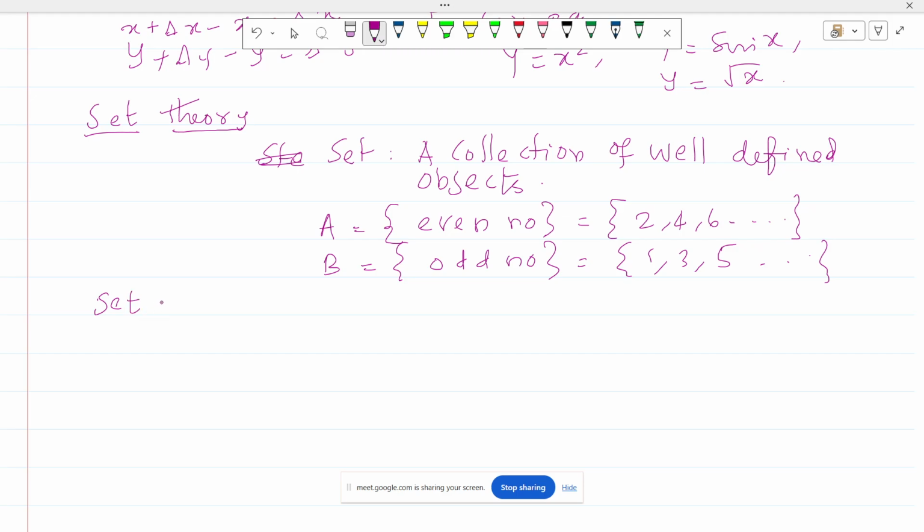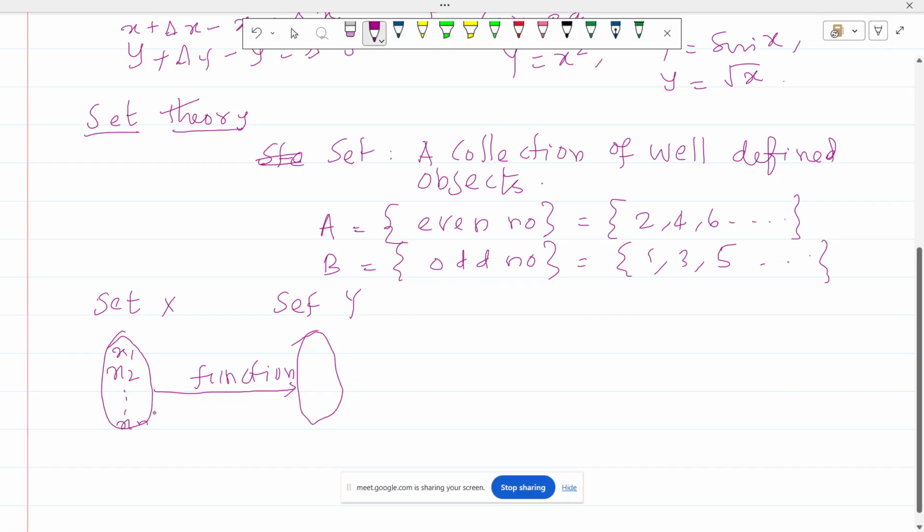Two sets are there, set x and set y. We have to relate these two sets through one function. The x values are x1, x2, ..., xn. Similarly, y1, y2, ..., yn. So for each and every element of x, some related value is there in y.